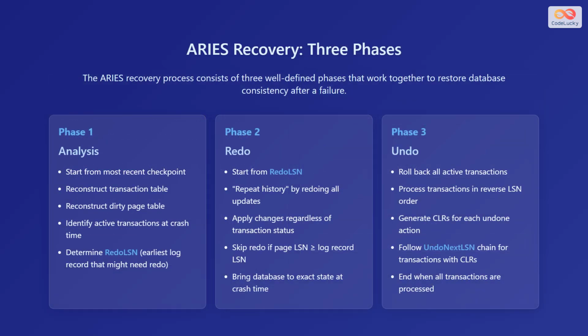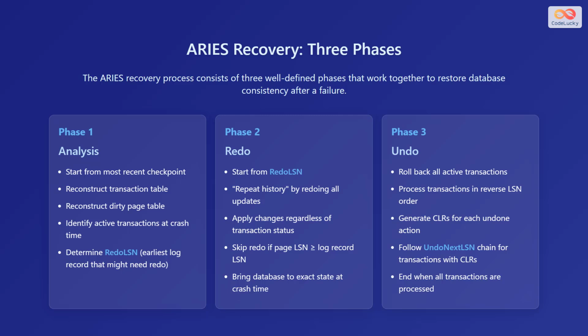The ARIES recovery process consists of 3 well-defined phases that work together to restore database consistency after a failure. The 3 phases are analysis, redo, and undo. During the analysis phase, the algorithm starts from the most recent checkpoint, reconstructs the transaction table and the dirty page table, identifies active transactions at the time of the crash, and determines the redo LSN, which is the earliest log record that might need to be redone.